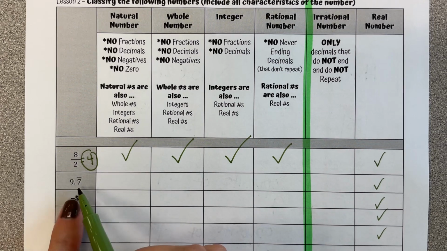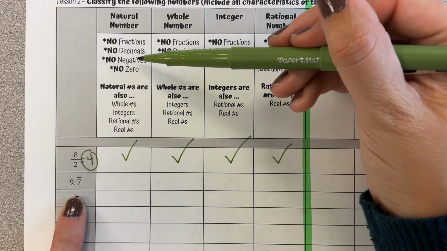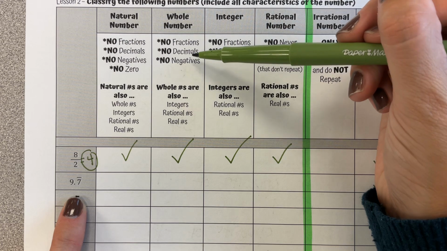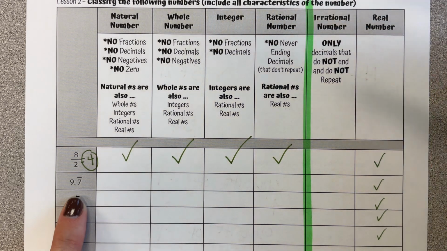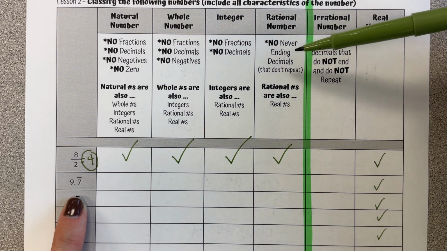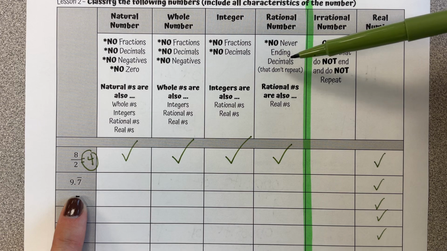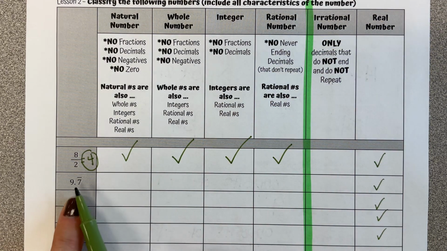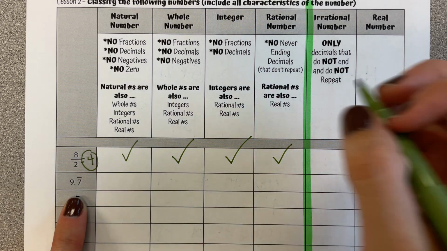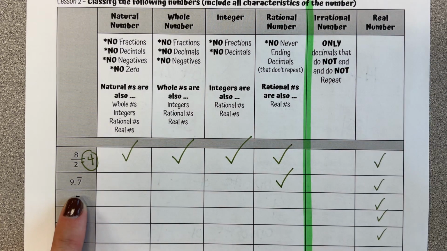All right, 9.7 repeating. I see decimals, so it can't be natural. I see decimals, so it can't be a whole number. I see decimals, so it can't be an integer. Now we're deciding, is it rational or irrational? It's not a never-ending decimal without a pattern, since decimals that don't repeat do not apply. So since this is a repeating decimal, this is rational.